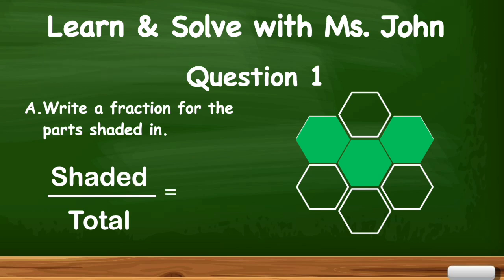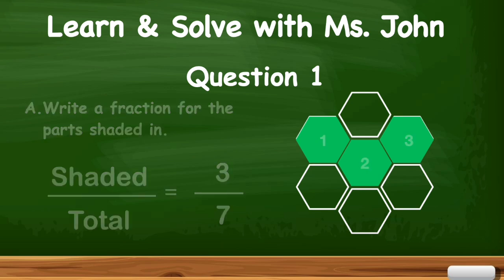So let's begin. Let's first count the total number of parts in this image. 1, 2, 3, 4, 5, 6, 7. So there's 7 parts in total. Now let's count the number of parts shaded in. 1, 2, 3. So there's 3 parts shaded in. Therefore, the fraction is 3/7.